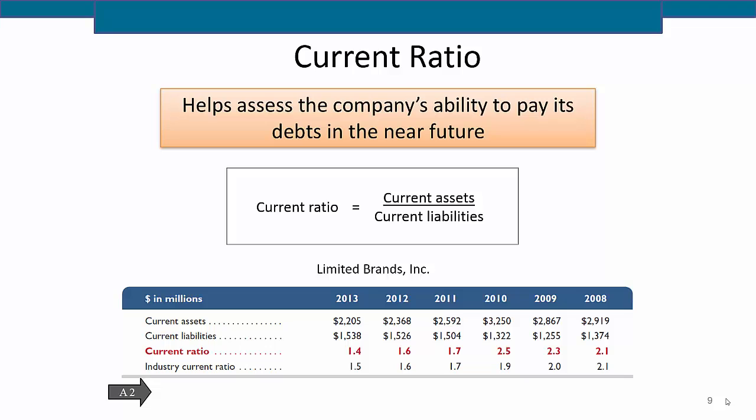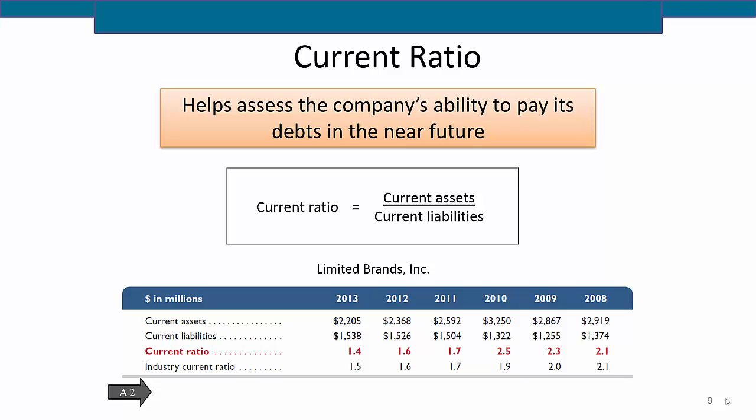Let's take a very quick, easy example. Suppose we have a company that has $200,000 in current assets and $100,000 in current liabilities. $200,000 divided by $100,000 gives us a current ratio of 2 to 1. A 2 to 1 current ratio means that for each dollar of current liabilities coming due in the next year, we expect to have $2 of current assets out of which we can pay the liabilities.